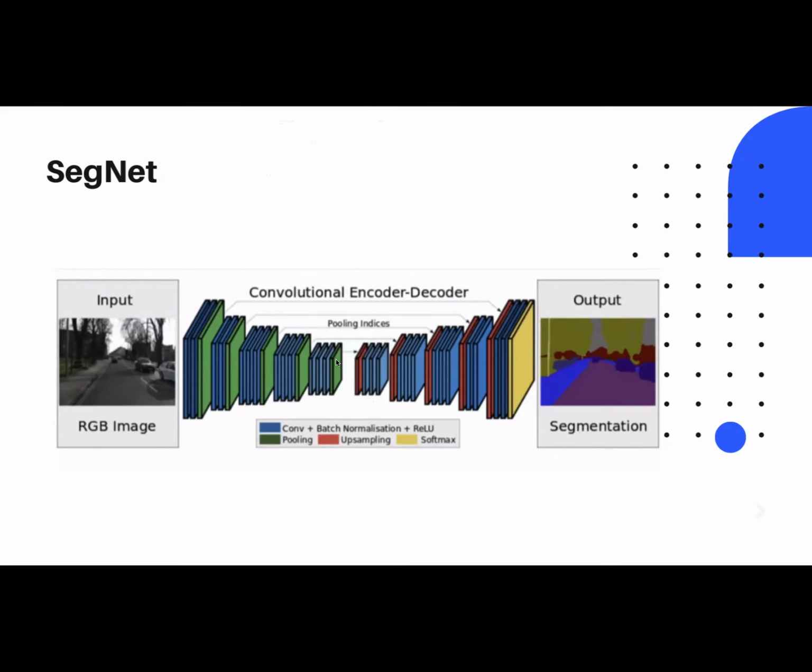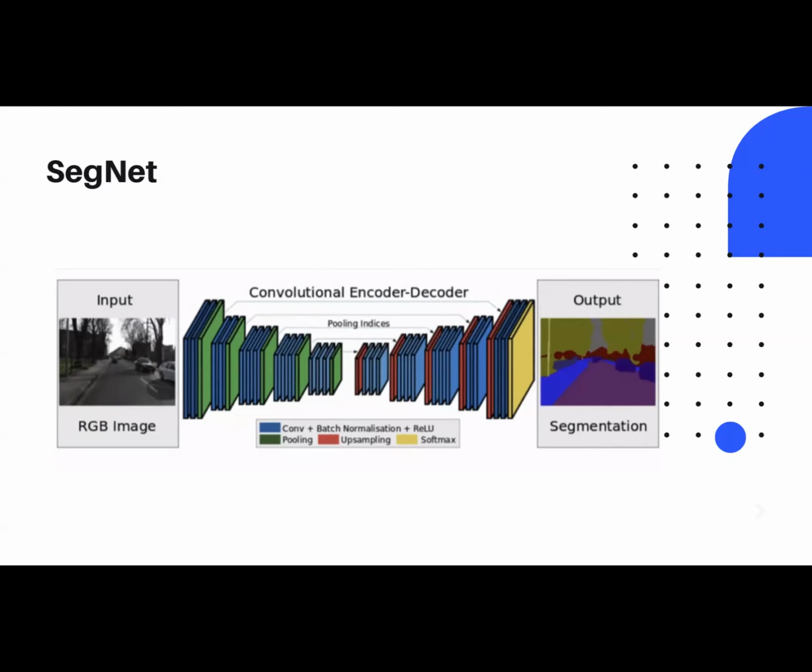As for the pooling indices, first of all, this layer in size is very similar to this layer, or the output of this layer is very similar to the input of this layer. Same thing in here. The size of this output is very similar to the size of this input, and so on for each of these.